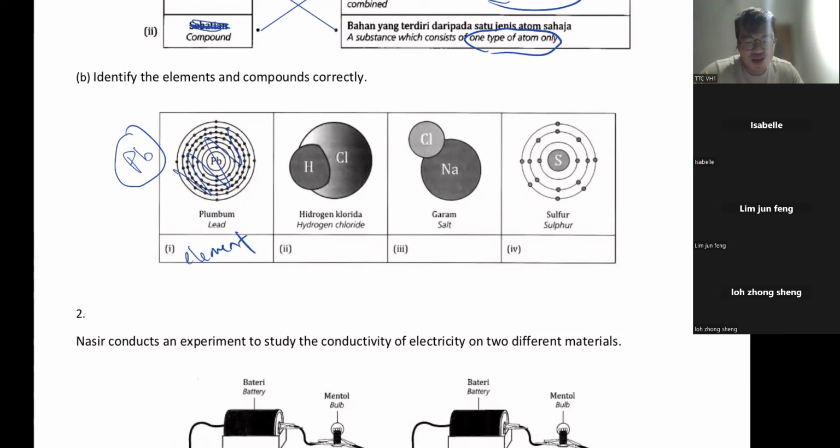Okay, so what about this? Hydrogen chloride. How many atoms here? 2, right? So we call it a compound. Salt, compound. Good. Sulfur, element, yes.